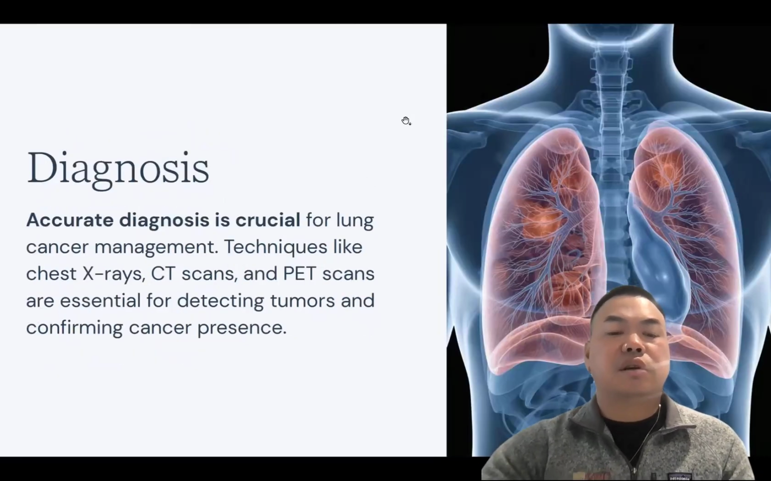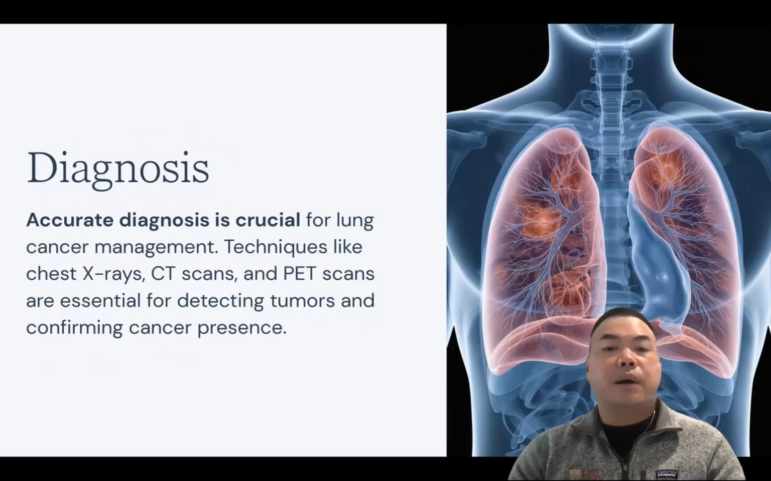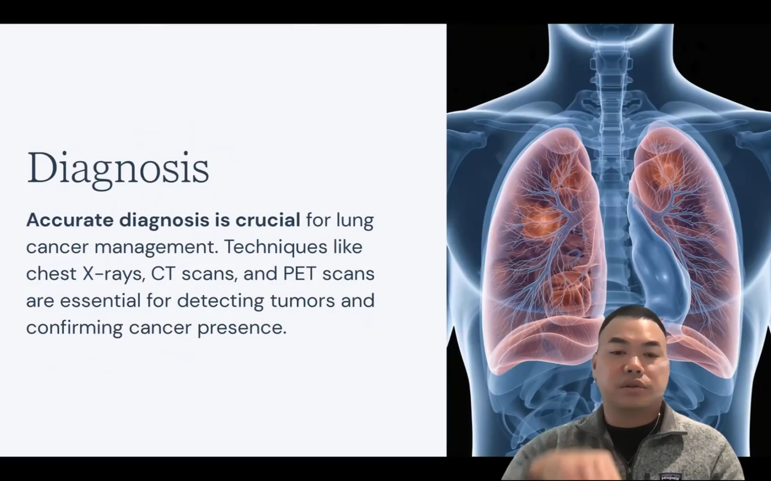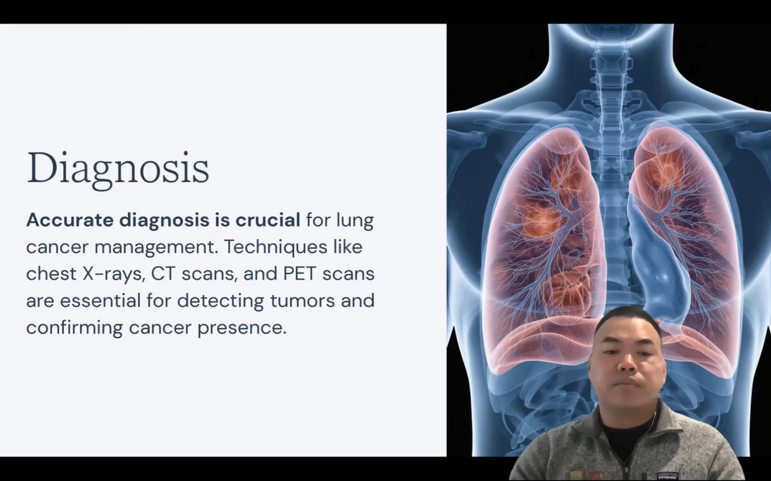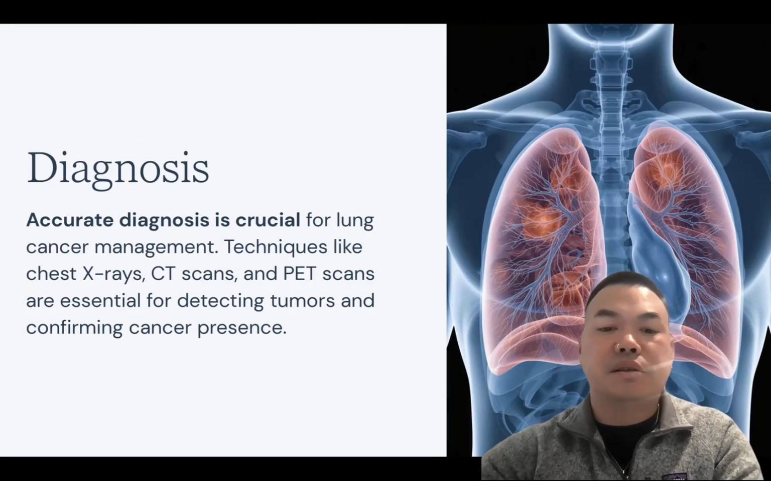So, diagnosis. Doctors usually start with imaging like X-rays, CT scans, or PET scans. A biopsy is needed to confirm it's cancer. Basically, you go in with a scope and they pluck out a tiny piece of your lung and test it. They also run genetic tests to see if there are certain mutations like EGFR, ALK, or ROS1. AI is now being used to help spot tiny nodules on scans that humans might miss.